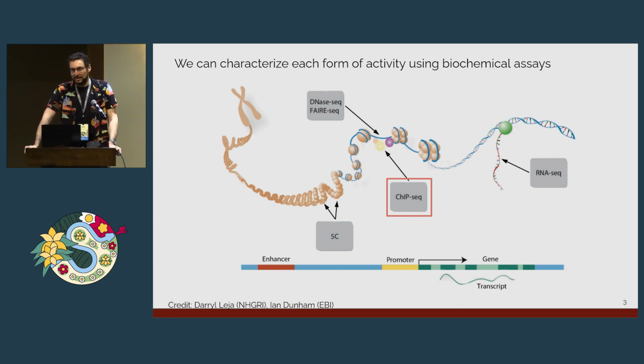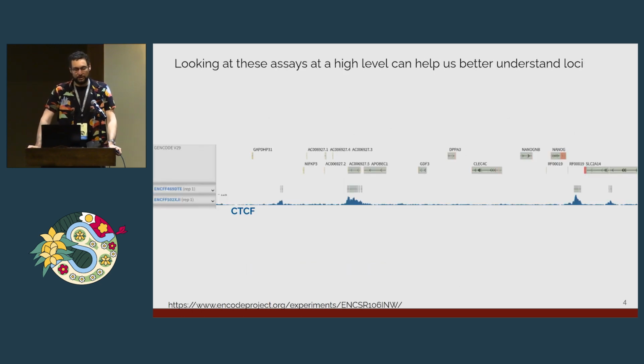And so looking at these assays by themselves can be really informative. If we look here at this locus, this is the NANOG locus. NANOG is a key gene that drives cellular reprogramming. But we can see that there are a whole bunch of other genes nearby.